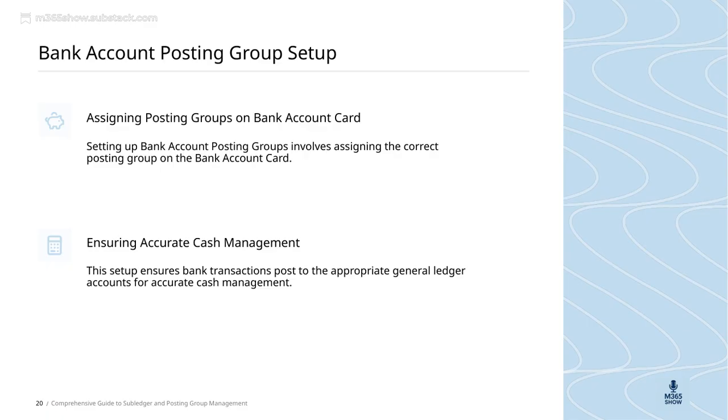In this slide, we're focusing on setting up the bank account posting group, which is a crucial step in ensuring our bank transactions are accurately reflected in the general ledger. When we assign the correct posting group on the bank account card, we're making sure that each transaction posts to the right accounts, which is vital for effective cash management. This setup helps us maintain accurate financial records and provides a clear picture of our cash flow.